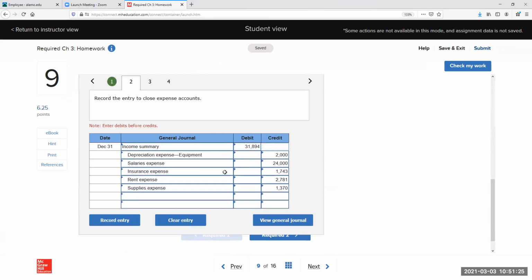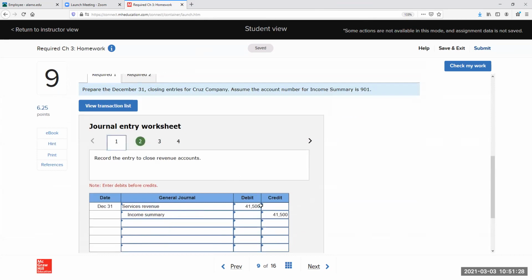So now, the expenses are 31,000 and the revenue was 41, so we have a profit. So you have income summary credited for 41, and if you debited it for 31, so let's do it again. 41.5 minus 31,894, which means we have a credit balance of 9,606. So that's the amount of profit.